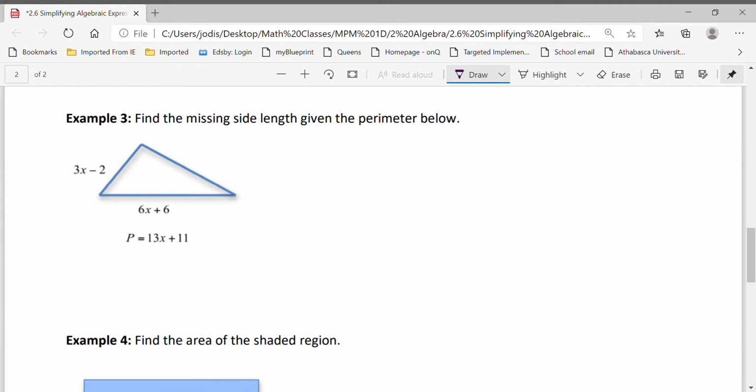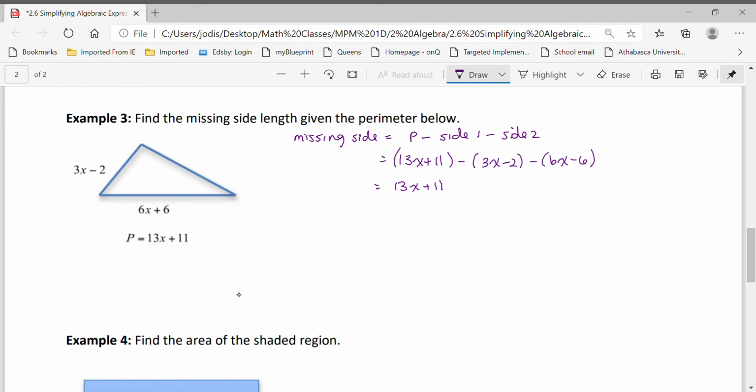So we've done one like this before where we're finding missing side length. So again, this is going to be like our missing side equals our perimeter minus side 1 minus side 2. So we've got our perimeter is 13x plus 11 minus side 1. I'm just going to use that one as side 1, and then minus side 2. So we need to get rid of our brackets first. Remember, if it's minus, it's like distributing a -1 now that we know what distributive property is. So distribute your -1 or just switch your signs.